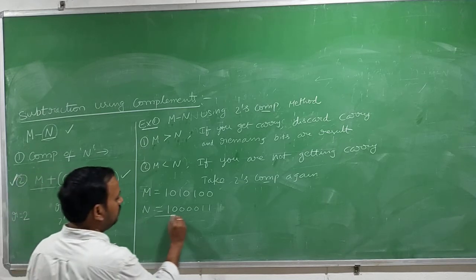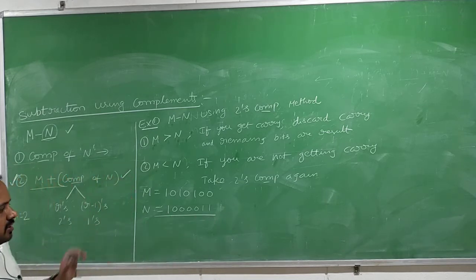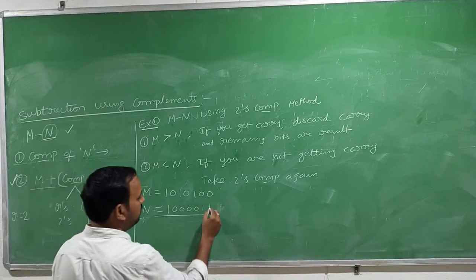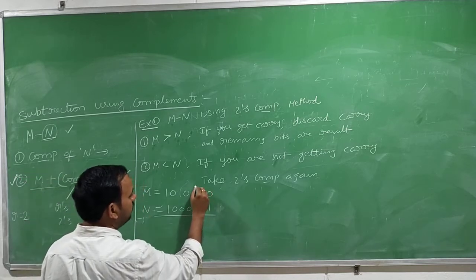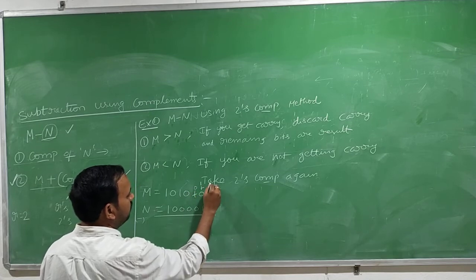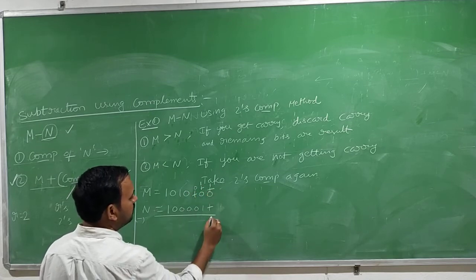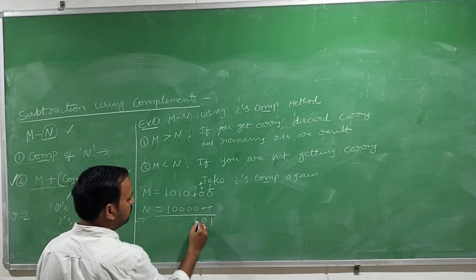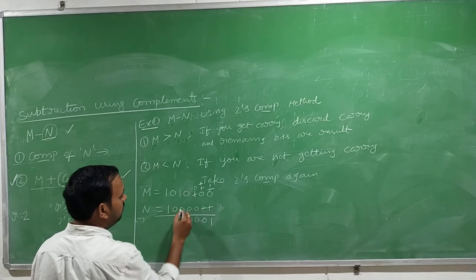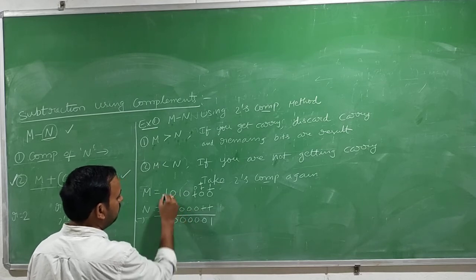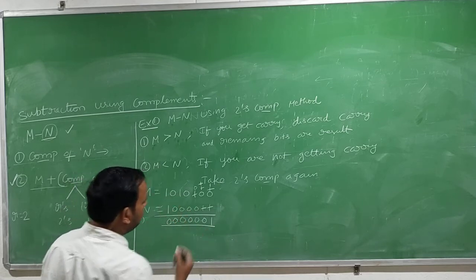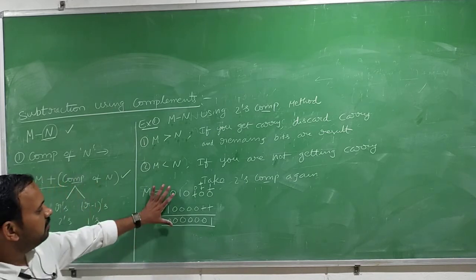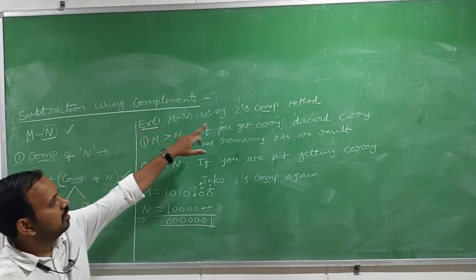First of all, we will do normal subtraction, without taking the complement of n. 0 minus 1 you cannot do, so take the borrow here. 1 cancel, 1 you will get, 1 cancel, 0 you will get, 0 minus 0 is 0, 0 minus 0 is 0, 1 minus 0 is 1, 0 minus 0 is 0, 1 minus 1 is 0. This is your result. Now we will do the same m minus n operation in the 2's complement method.